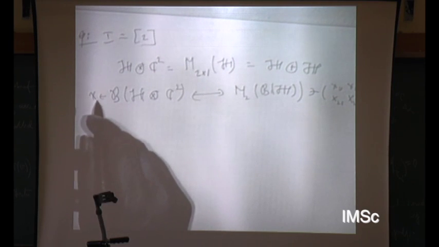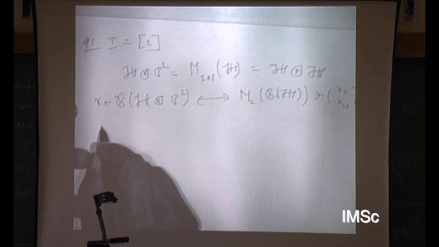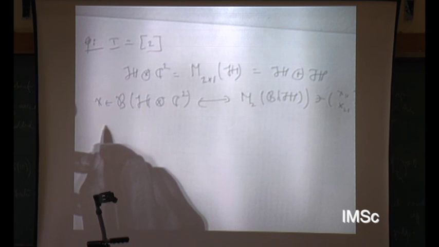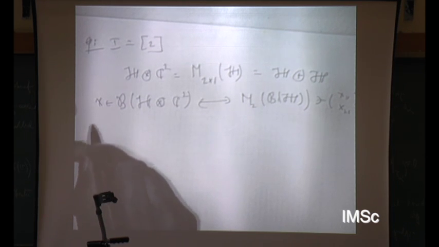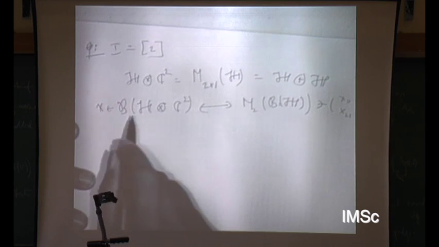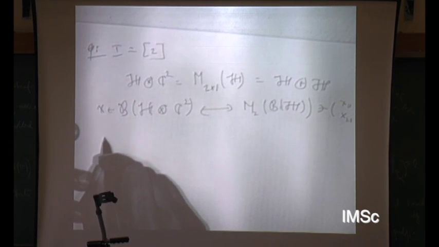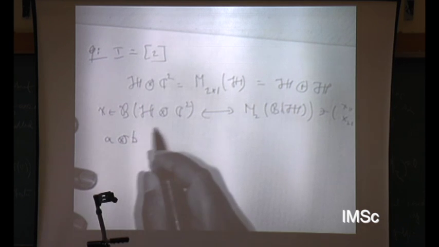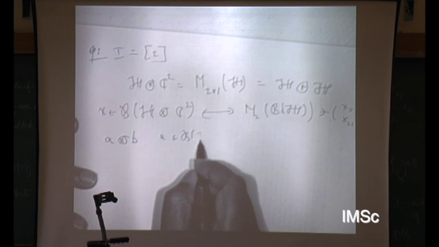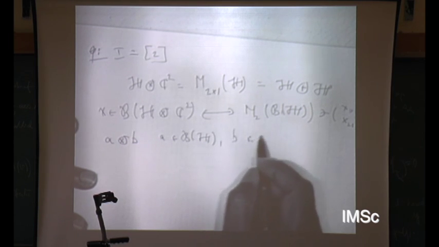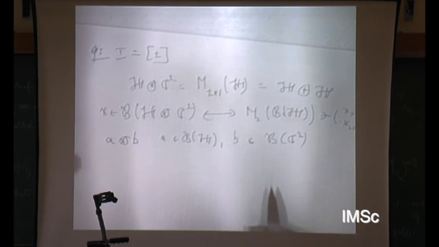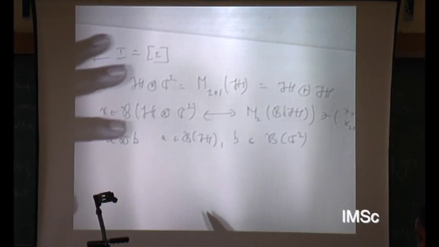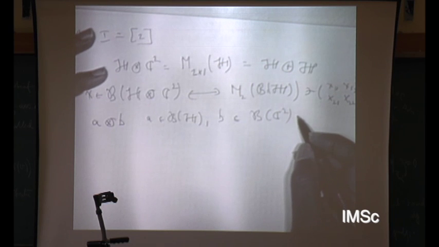Now there are two special kinds of operators here. I want to look at not just operators X, but operators of the form A tensor B, where A is in B(H) and B is in B(C2). Under these different avatars of the same object, B(C2) is identifiable with M2(C).